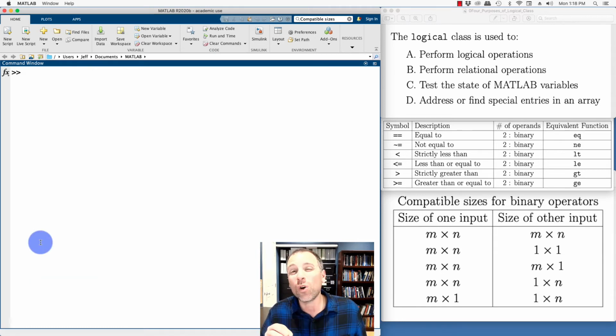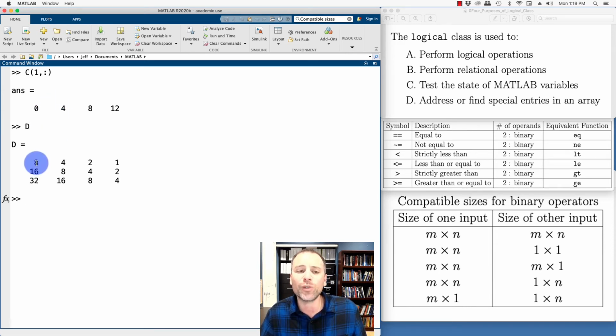We can also test inequality relationships using inputs that don't have identical sizes. Let's go ahead and look at the first row of our matrix C, which is 0, 4, 8, 12. Now what we'll do is compare the individual entries in this row with the corresponding individual entries in the associated columns of my matrix D. So in other words, we're going to do a comparison between the number 0 and the values of 8, 16, 32. Then we'll compare the number 4 to the values of 4, 8, and 16. We'll compare the number 8 with the values of 2, 4, and 8, and then the number 12 with the values of 1, 2, and 4.